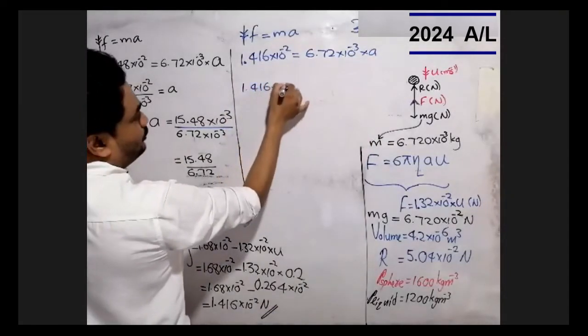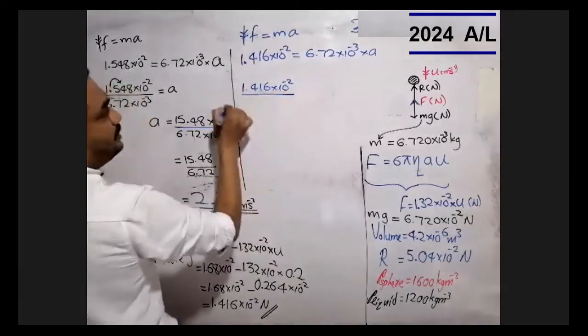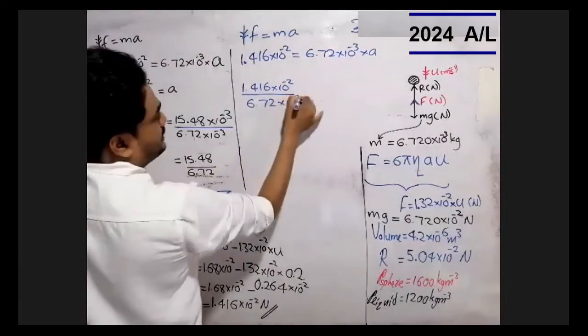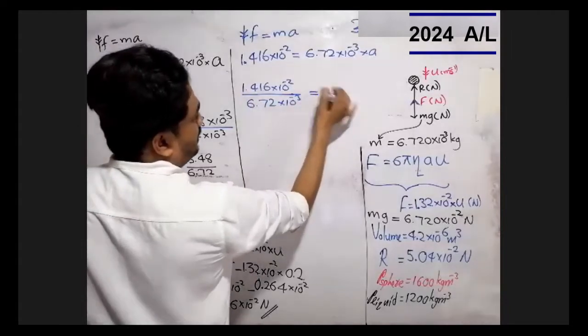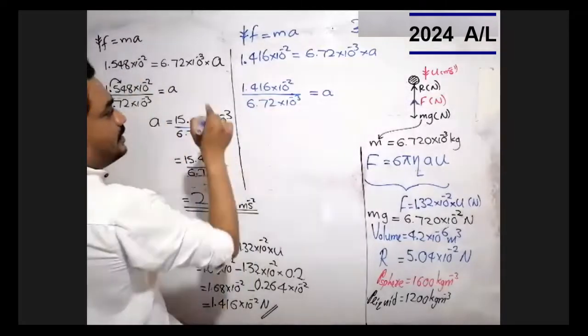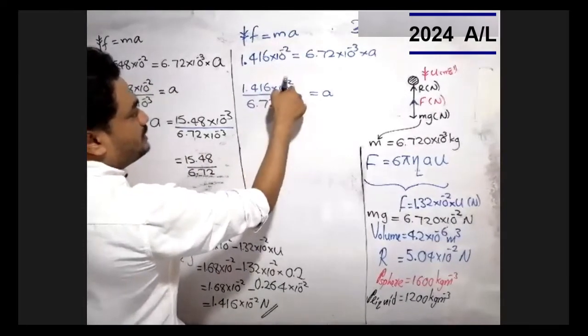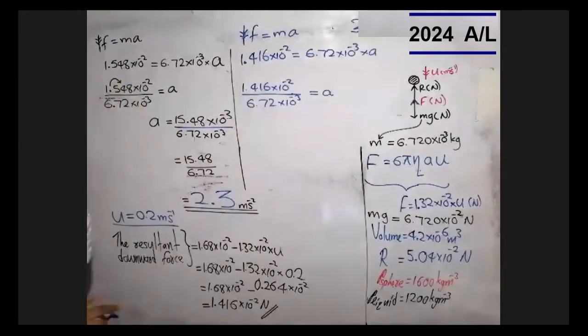1.416 into 10 to the power minus 2 divided by 6.72 into 10 to the power minus 3 equals a. Now, what should be the next step? I want to convert this 1.416 into 10 to the power minus 2 into 10 to the power minus 3. Somebody unmute the mic and tell me, how should I do it?